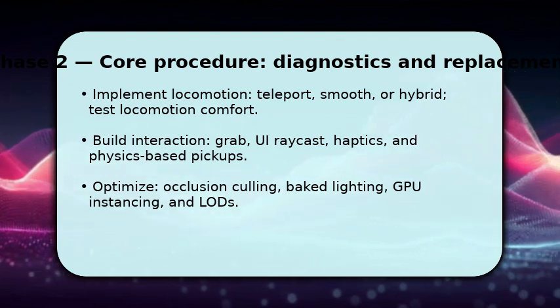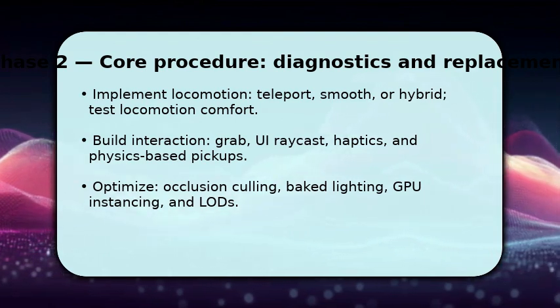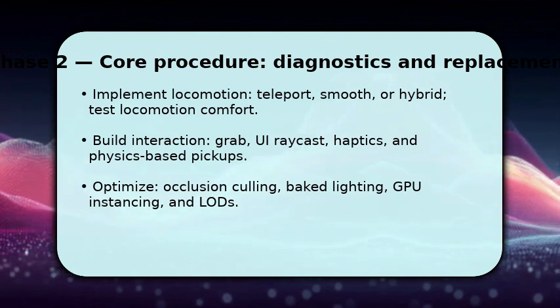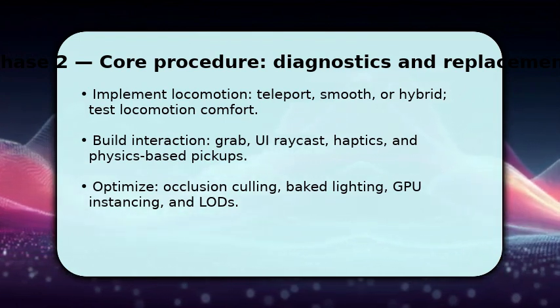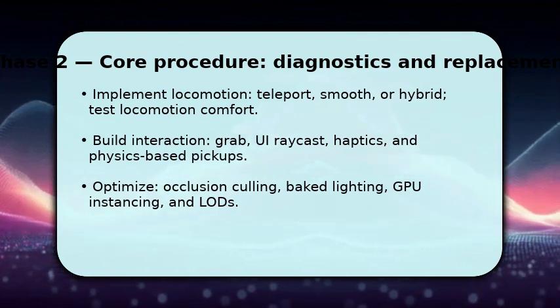Once interactions are solid, optimize rendering and CPU. Set occlusion culling, bake static lighting. Enable GPU instancing and LODs, and profile frequently so your 90% frame stability target remains attainable.